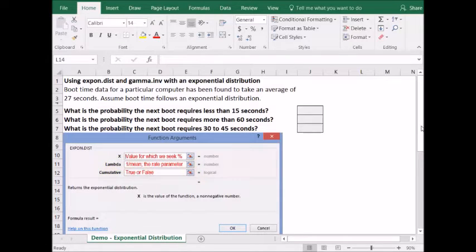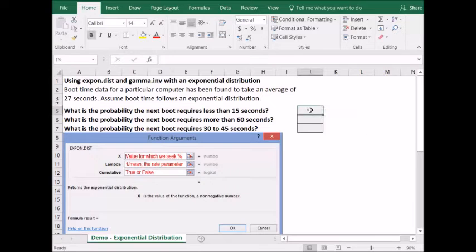True returns a cumulative probability up to and including the value of x. False returns the height of the probability density function at that x value. Let's find the probability of a boot requiring less than 15 seconds. That is, the probability of x less than or equal to 15.